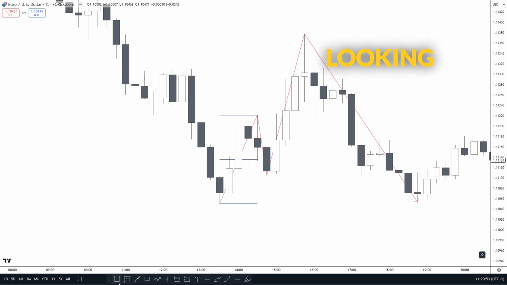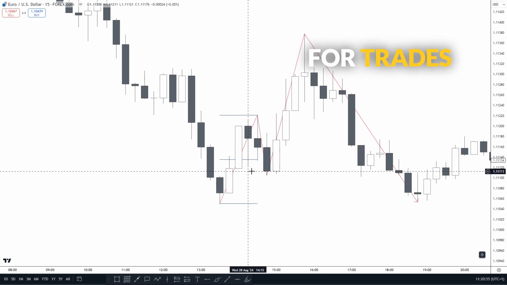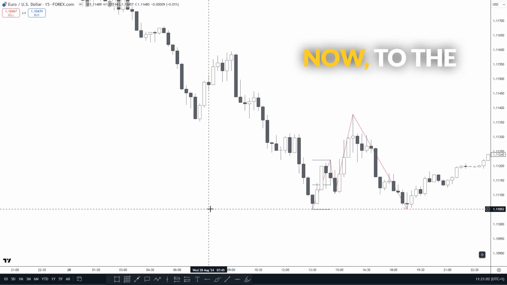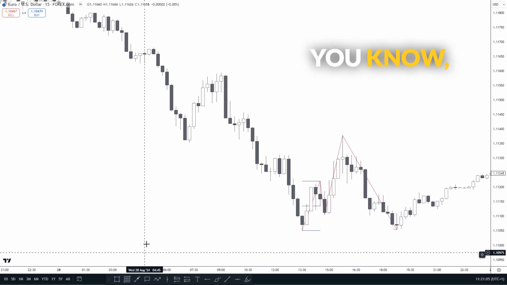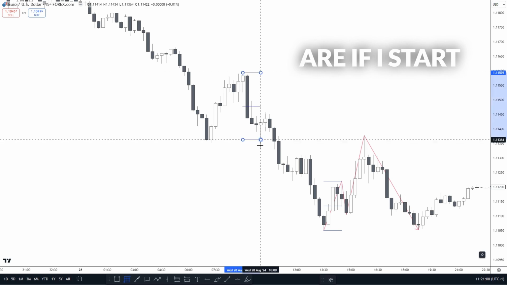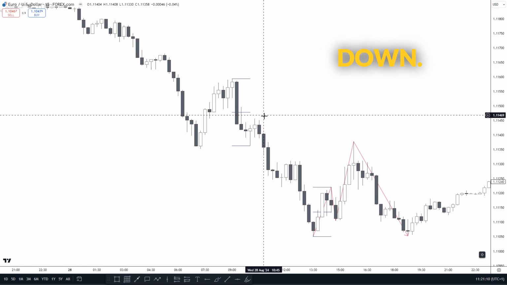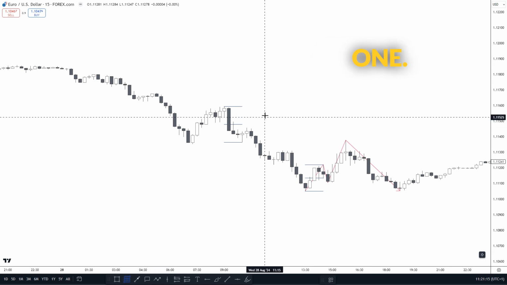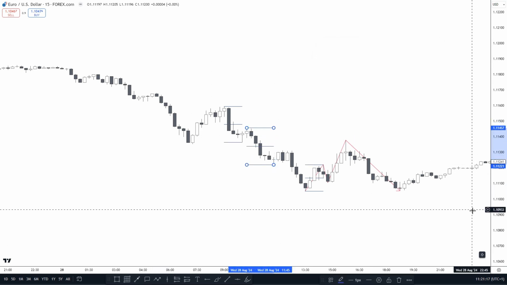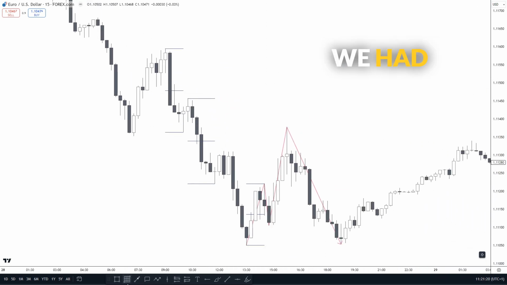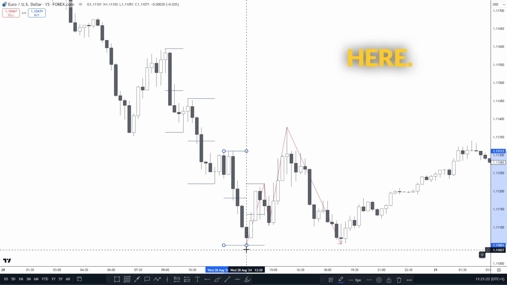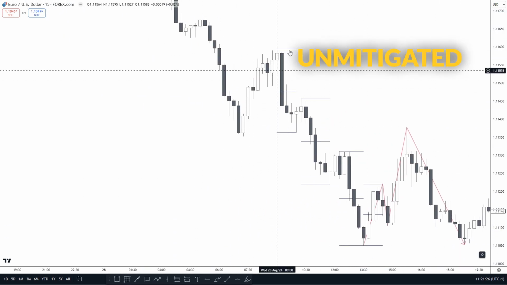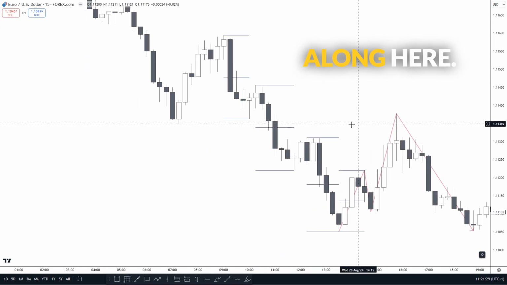And I'd have been looking for trades in here once price came down on the 1 minute. And it's really as simple as that. Now to the left as well, if I start up here, we've got the ranges coming down from here, and then we had another one here, and then another one here. And you can see we have a string of unmitigated premiums going along here.